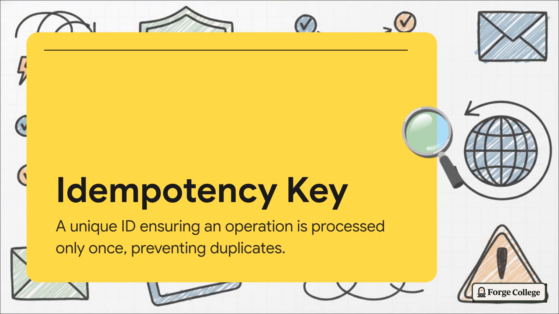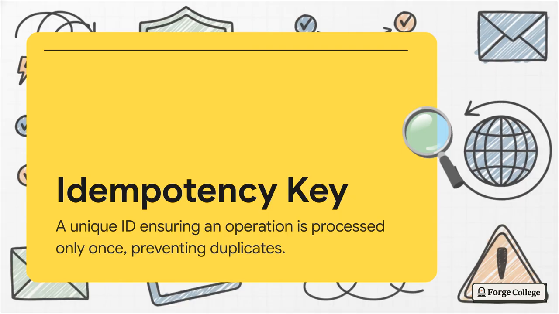Actually, in a lot of the other Web3 programs we run over at Forge College, we see developers constantly running into these exact duplication bugs. That's why mastering idempotency isn't just optional, it is for sure your first major line of defense. An idempotency key is simply a unique identifier that guarantees an operation is processed exactly one time, no matter how many times the trigger gets pulled.